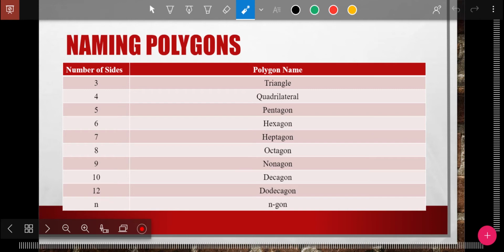Now, the key emphasis on all of these is the first few letters, called the prefix. Tri means 3, quad 4, penta 5, hex 6, hept 7, oct 8, non 9, deca 10, and dodeca 12. For anything that's not listed, like if it was 17 sides, you would just call it a 17-gon. Or if it was 22 sides, you would call it a 22-gon. If it was 64 sides, you'd call it a 64-gon.